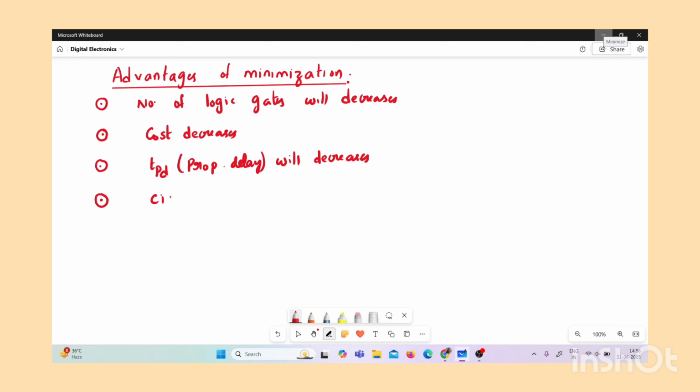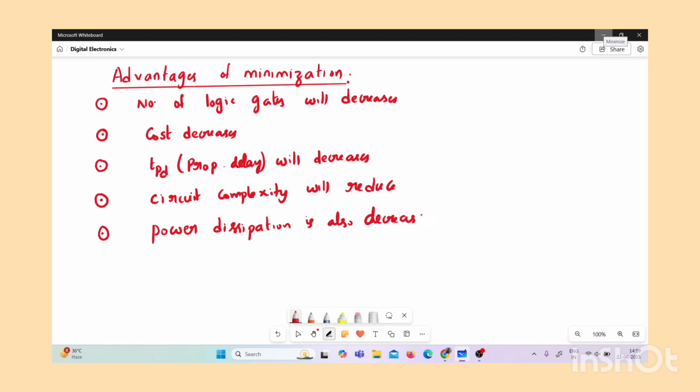And since the number of logic gates is reduced, the circuit complexity is very less after minimizing the logical expression. So one more advantage is that circuit complexity will reduce. And since the total number of gates is very less, and each and every gate will dissipate some heat, if you have fewer gates, obviously the power dissipation is also reduced. So these are the main advantages of minimizing the logical expression.